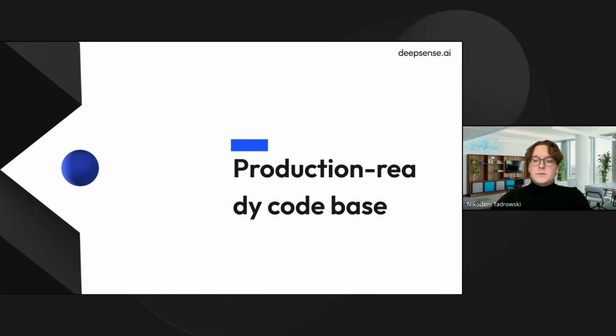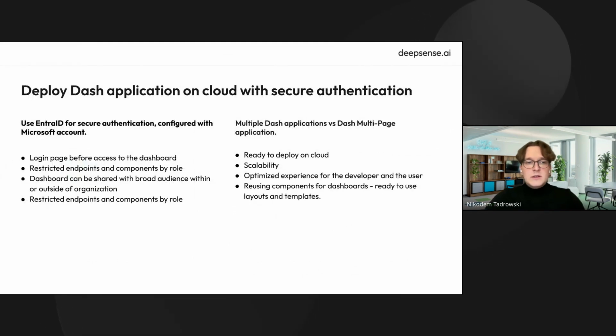So what are some production-ready code bases that I will talk about? It's how to deploy a Dash application on the cloud with secure authentication, because this is the most basic but important idea when sharing your application with stakeholders or any other people that would be part of the team. We will use Entra ID for secure authentication configured with a Microsoft account, which will allow us to create a login page, restrict some endpoints, create an application that can be shared with an audience, and restrict components by role.